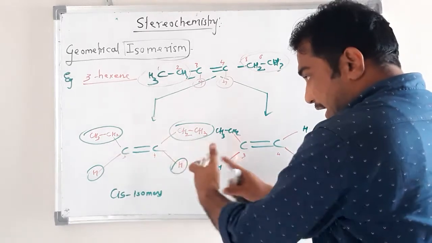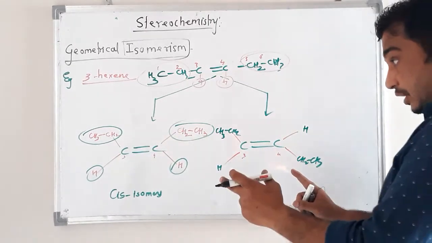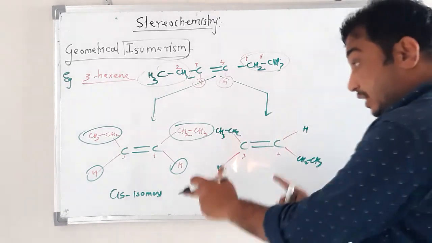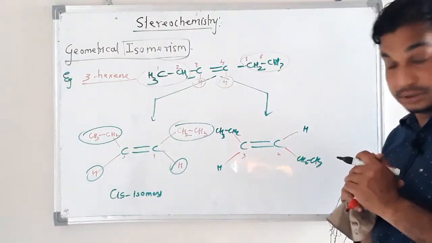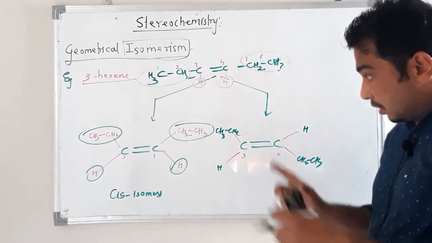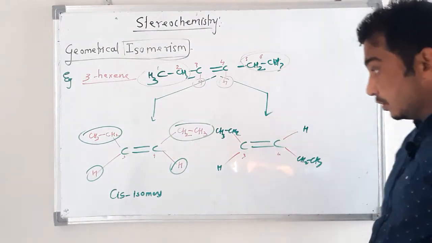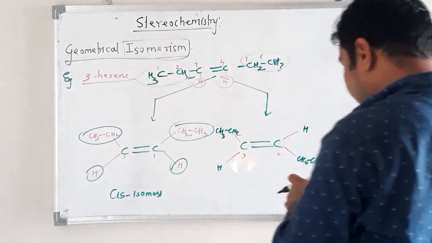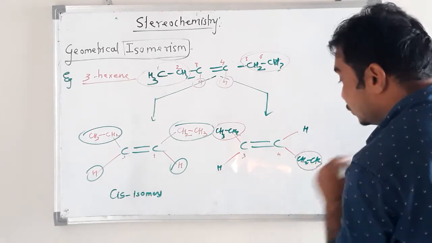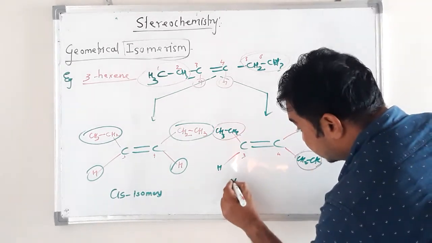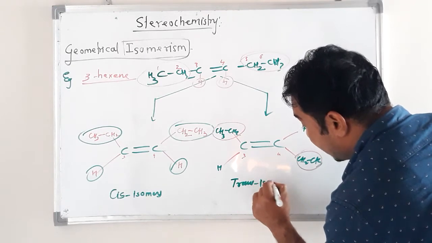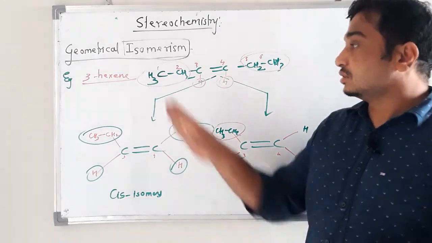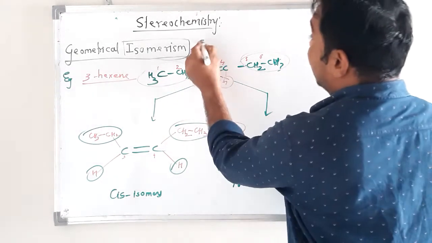These two compounds are isomers of each other: same chemical bonding, same connectivity of bonds, but different geometry. Such isomers are called geometrical isomers. Among these geometrical isomers, this one is known as cis because the same group is present on the same side, and if the group is present on the opposite side, then that is called trans isomers. So geometrical isomers are sometimes also known as cis-trans isomerism.